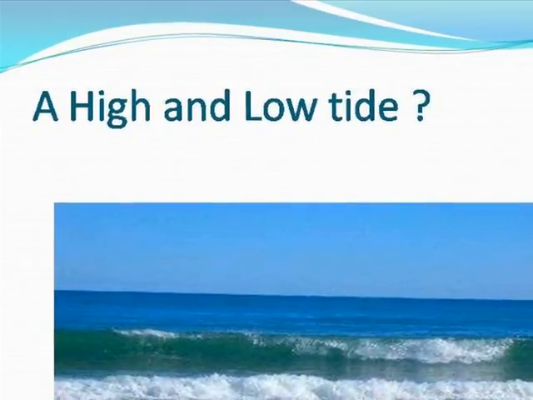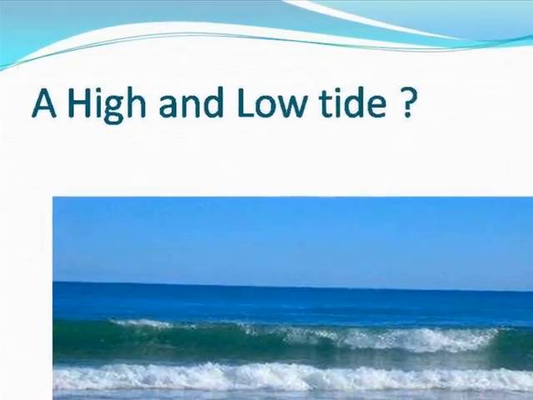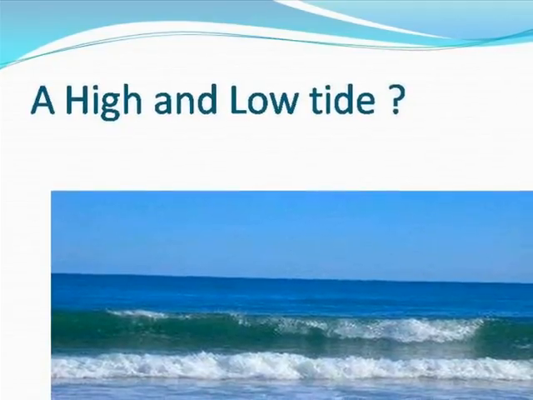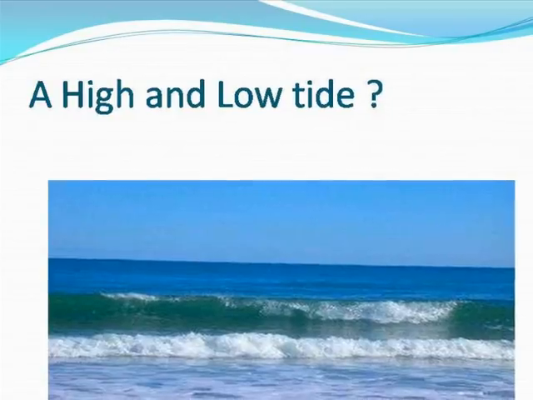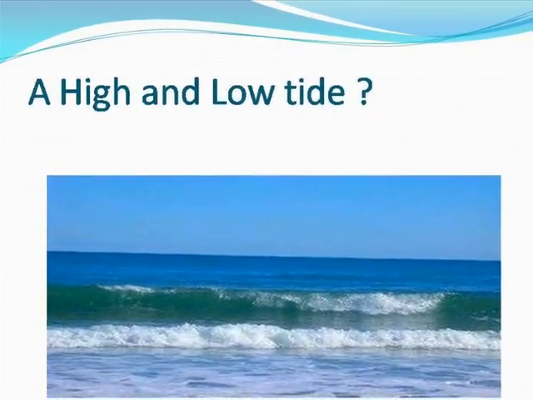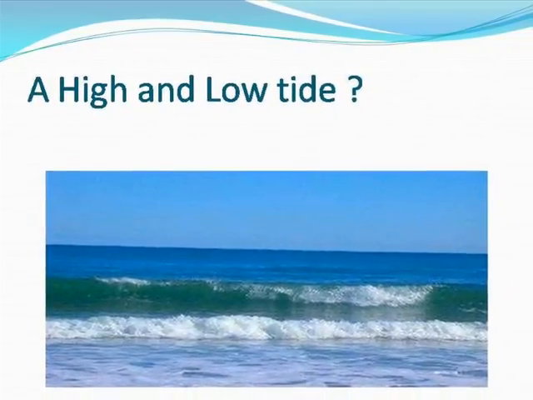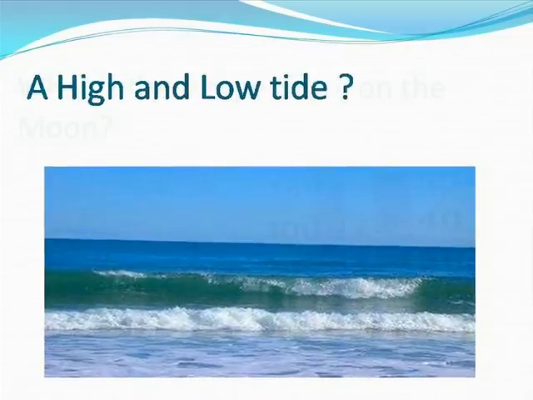High and low tide. The moon's pull, called gravity, on the ocean is strong enough to cause tides. Both high and low tides happen about 13 hours apart, twice a day. High tide is the rising of the ocean's water, and low tide is the receding.